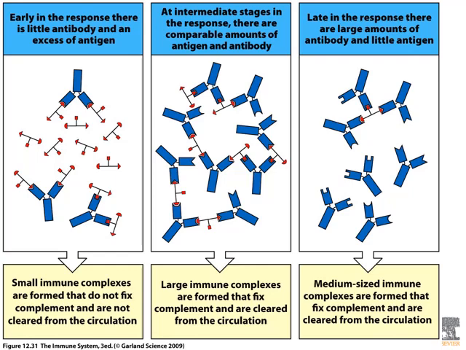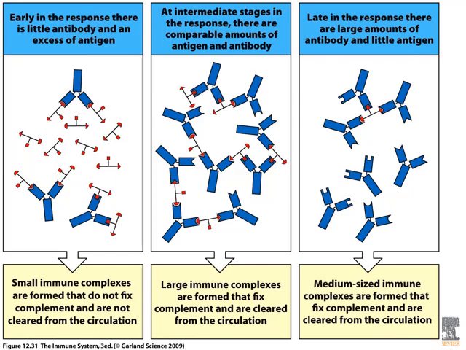And again, this is a typical early response where there is a little antibody and an excess of antigens, and it forms small immune complexes. They are not easily going to fix complement, because if they fix complement, it's more problem, but they are not cleared from the circulation. That's another thing that you need to clear them out from the circulation.